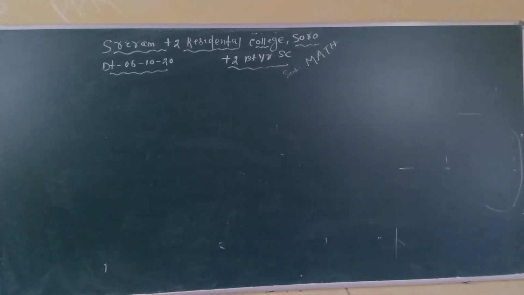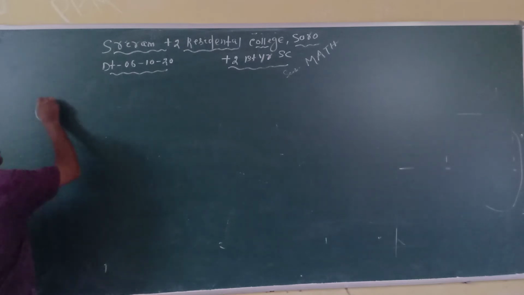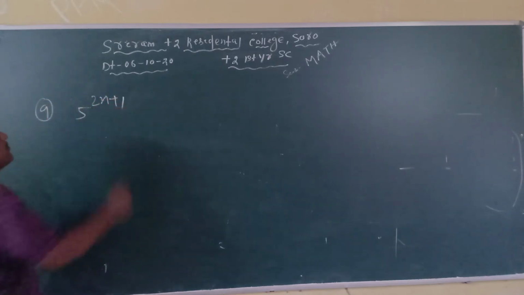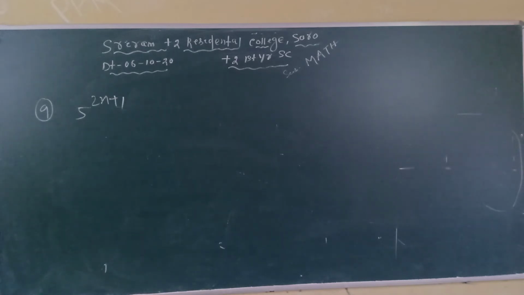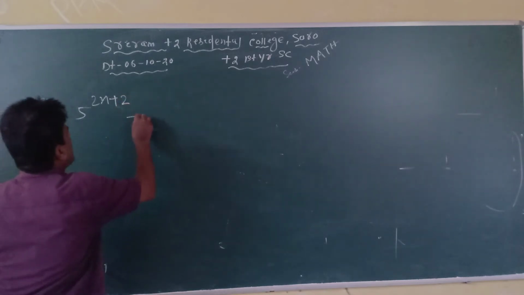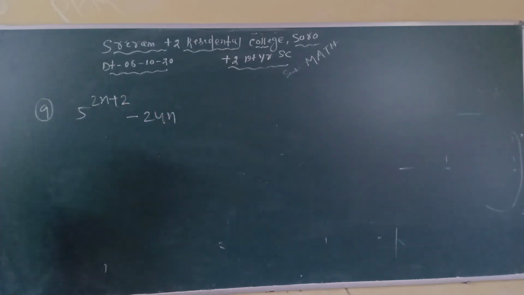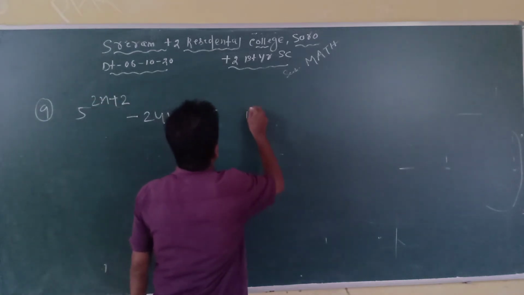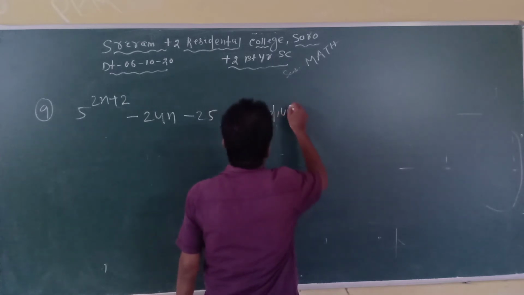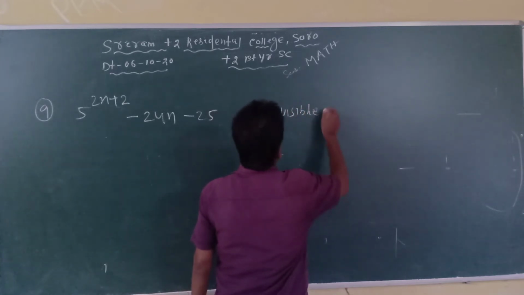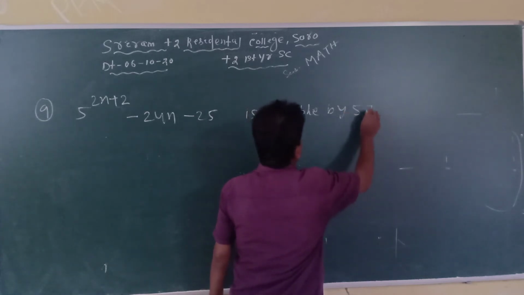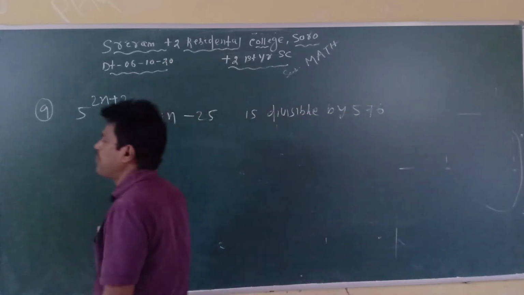Number 9 is: 5 to the power 2n plus 2, minus 24n, minus 25, is divisible by 576 for all values of n.